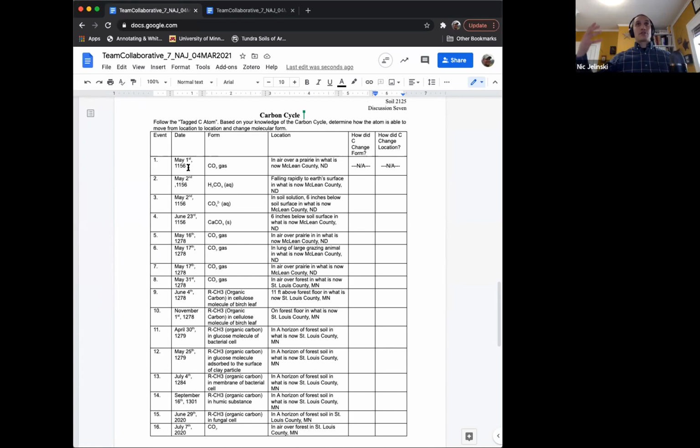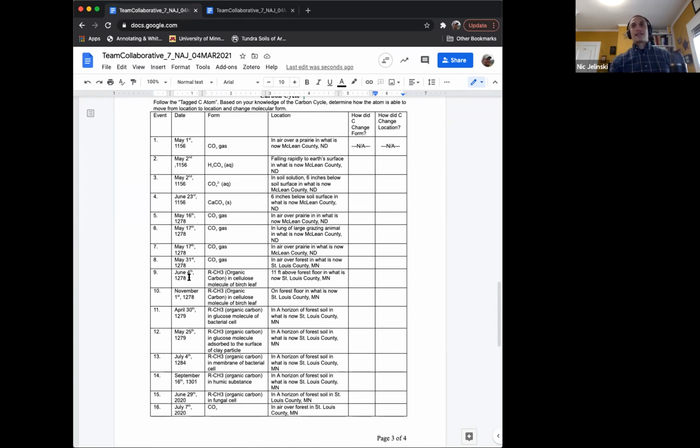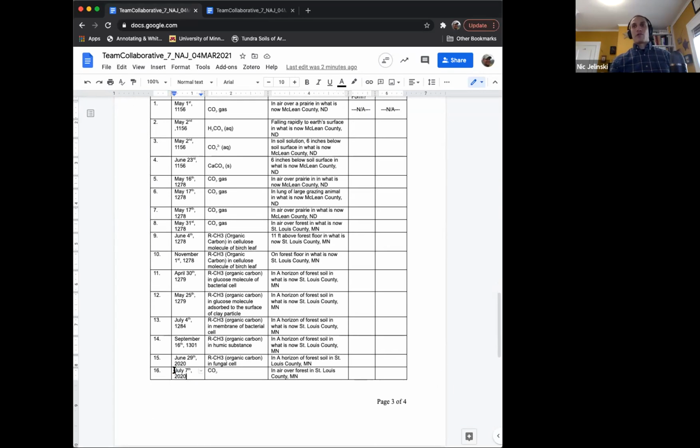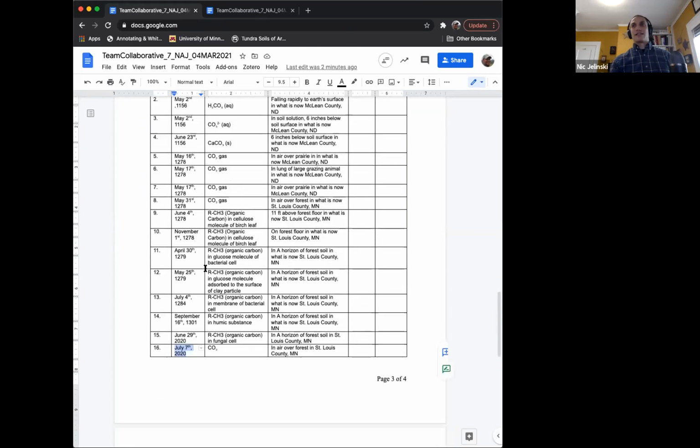I want you to conceptualize the incredible complexity of the flows of these elements around us. This is all happening all the time. These atoms, these elements are constantly changing form and location, and these are the cycles of nutrients that we live within. So anyway, so the carbon cycle, the dates are real, and they end actually in 2020. We start in 1156 AD.